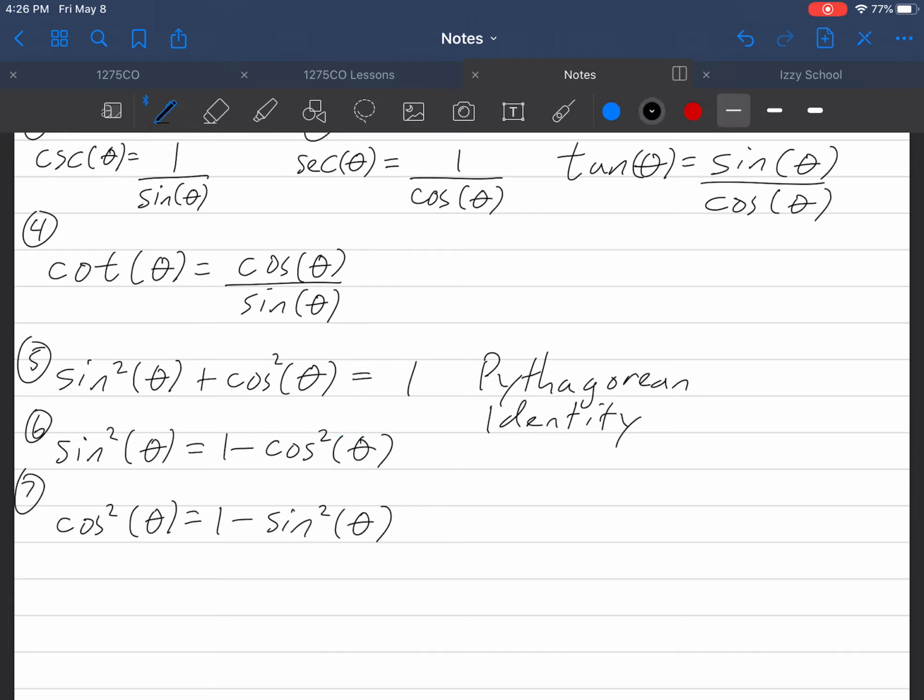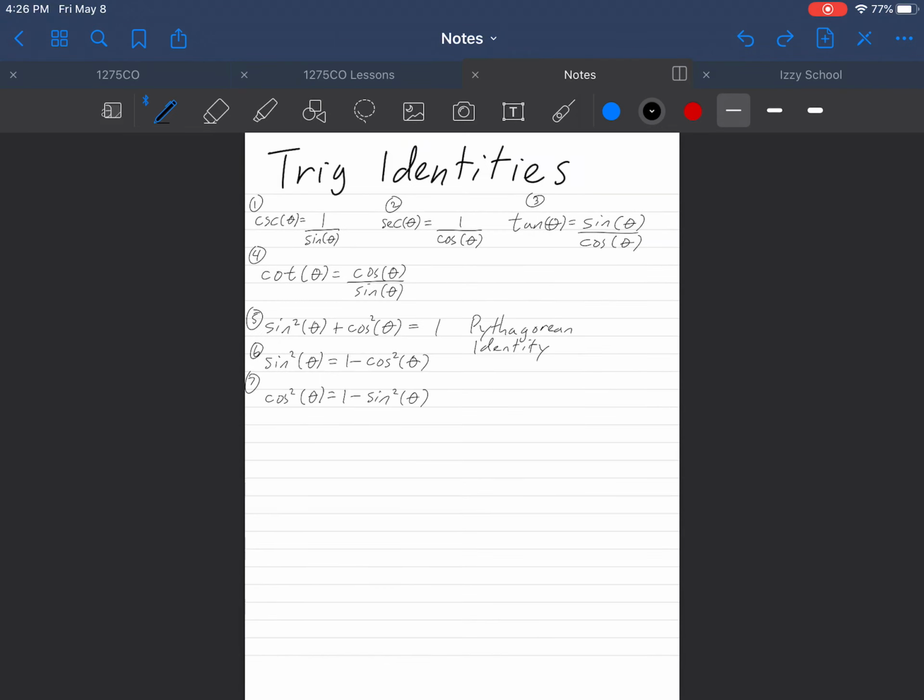We could subtract the sine squared from both sides, and that will get us this 7th identity, cosine squared is equal to 1 minus sine squared. So we're going to use these identities today, but first I want to elaborate a little bit on this tangent function.